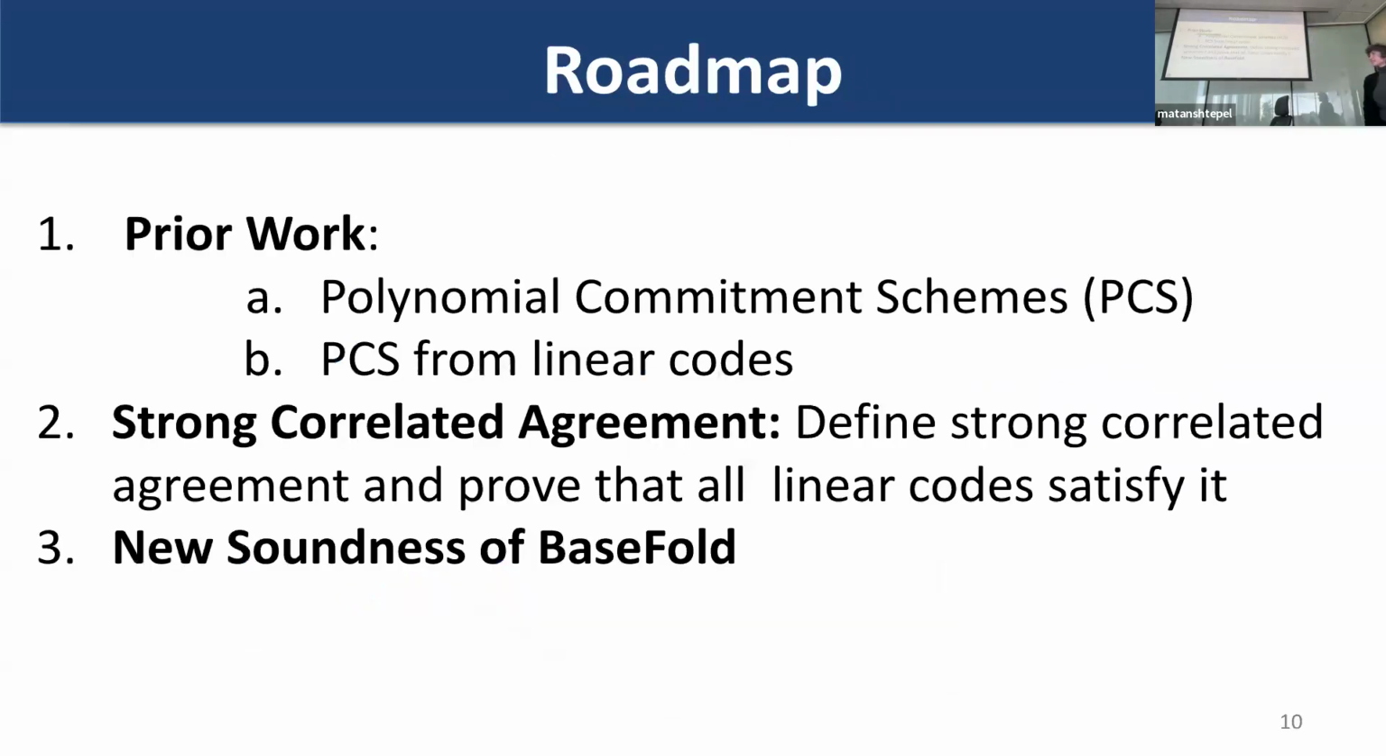Okay, so a roadmap for the rest of the talk. First, I will go over prior work and definitions. So I'll define polynomial commitment schemes, and show how to get them from linear codes. I will define strong correlated agreement and show that all linear codes satisfy it with the bounds I described. And then I'll touch upon the new soundness proof of BaseFold.